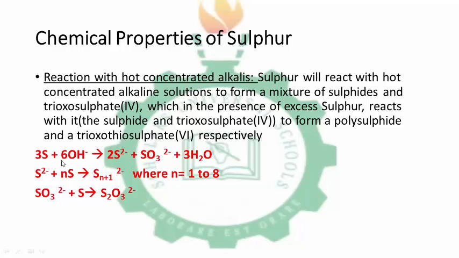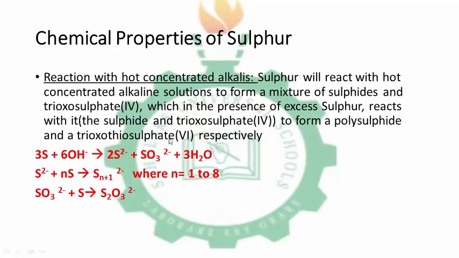Now this is sulphur reacting with the hydroxide ion from the alkali to form a metallic sulphide, probably sodium sulphide, and also a trioxothiosulphate(IV) salt, probably sodium. Let's assume the alkali is sodium hydroxide. So we have sulphur plus sodium hydroxide to form sodium sulphide and also sodium trioxothiosulphate(IV), and also forming some water molecules. Also, it can be potassium, then you just put it like that.